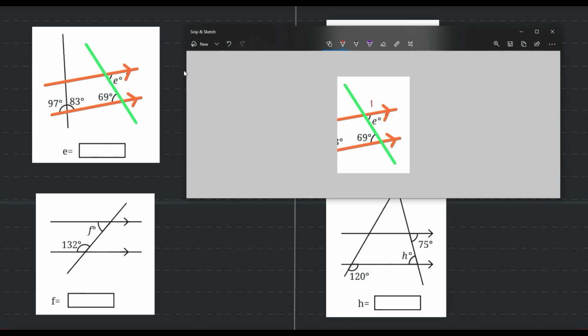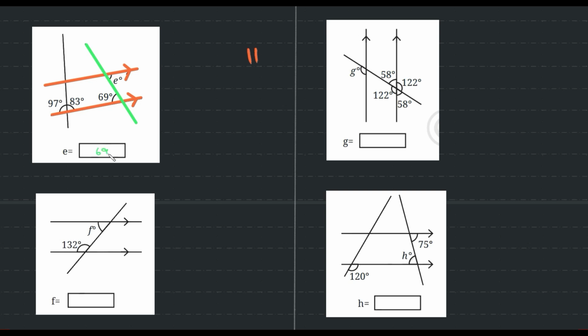So you have E related to line 1, 69 related to line 2. E is on the right hand side, 69 is on the left hand side. So E will be equal to 69 degree with the help of alternative interior angles is what we are able to tell.